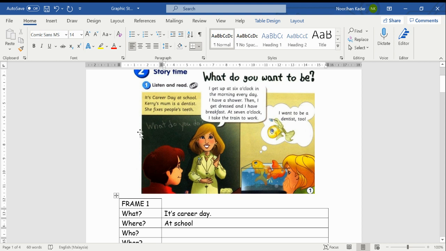And the starting of the story also starts with Carrie's mom. So it starts with the person. So definitely this is the main character. She definitely is Carrie's mom. You see, it's career day at school. Carrie's mom is a dentist. She fixes people's teeth. And you can see the person here. So this is the introduction for this frame.